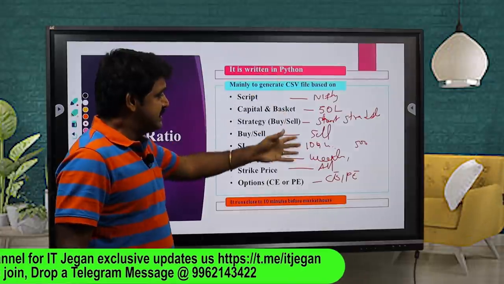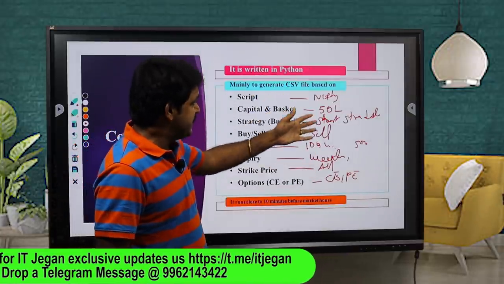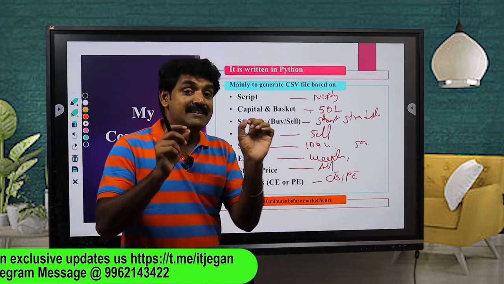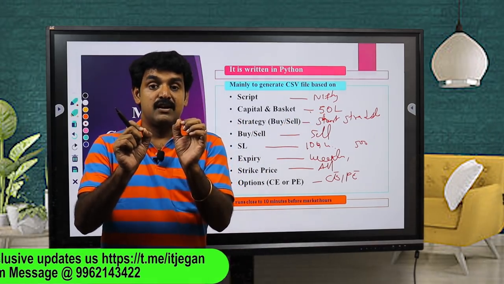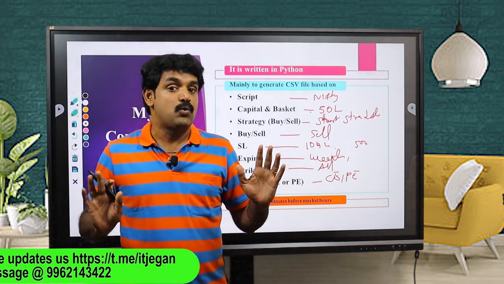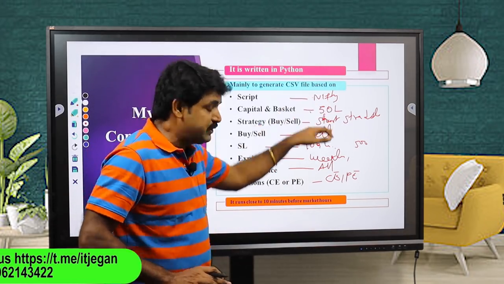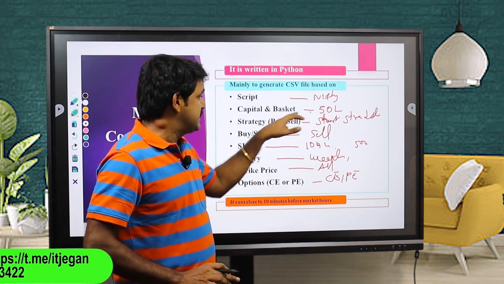If you give inputs like this, it is going to generate for the Nifty script for 50 lakhs. Using this 50 lakhs, it will generate the quantity. So in real time, you don't need to mention any quantity at all, because your quantity will be decided based on the configuration you give. So based on 50 lakhs, it generates, okay?